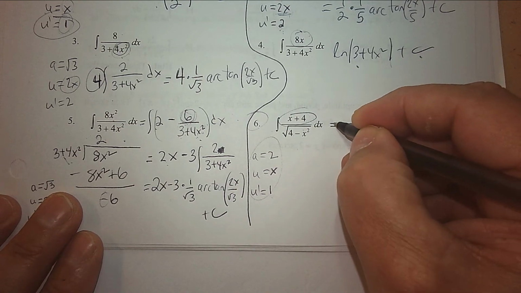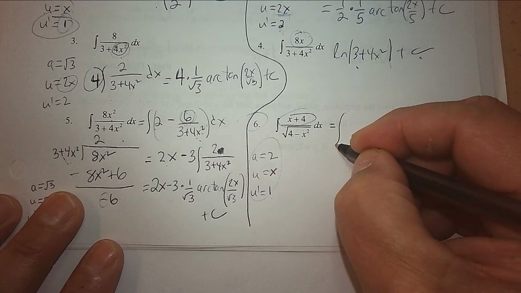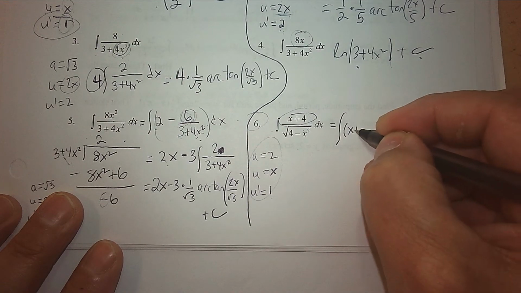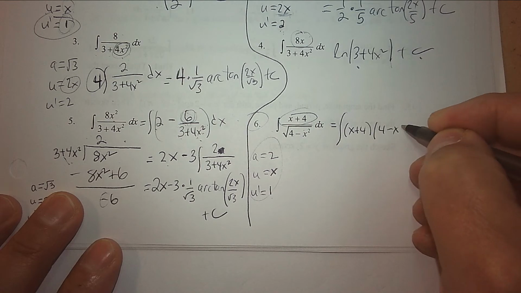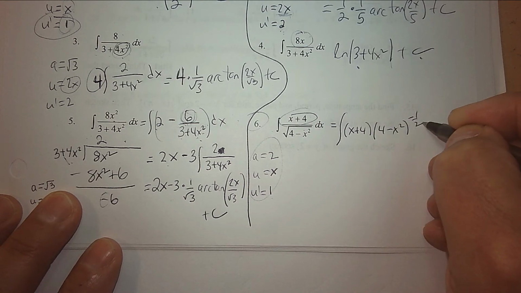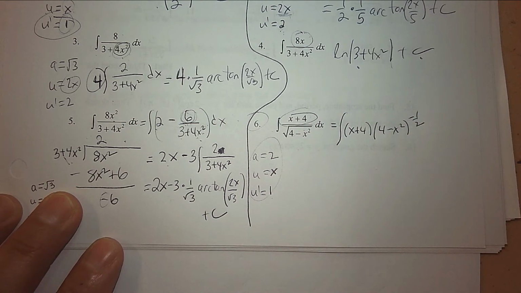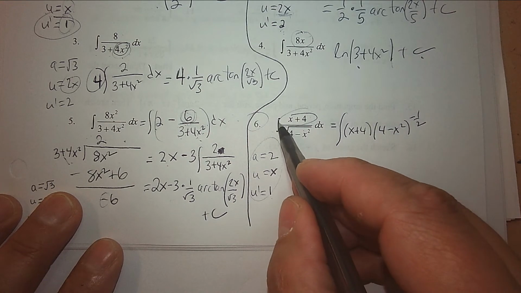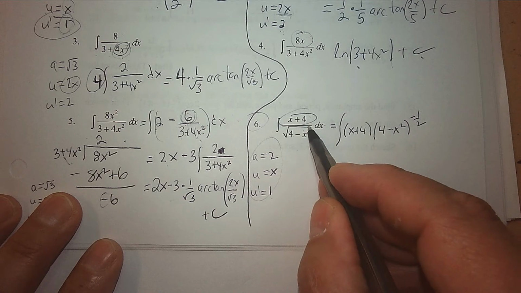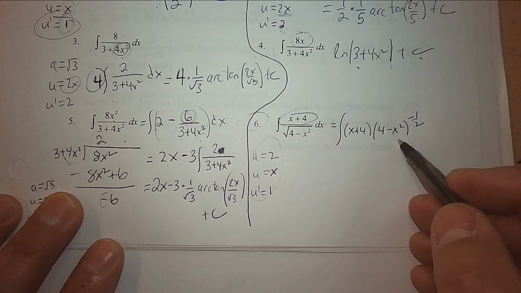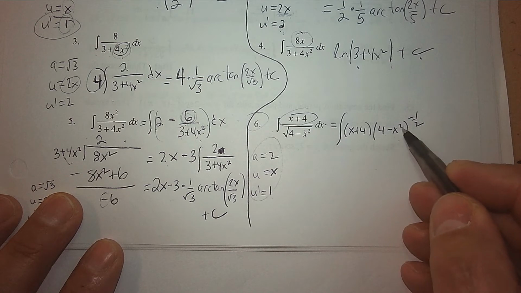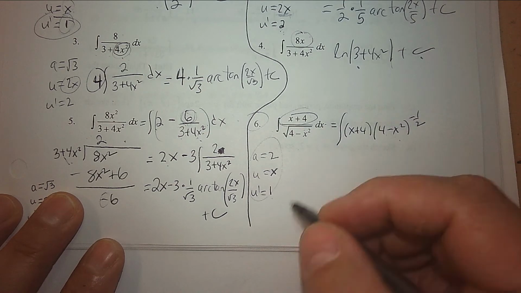Just bring it up to the top. You ready? So, x plus 4 is the hook. Well, 4 minus x squared to the negative a half is what u is. Notice that both the fraction and the radical sign I took care of with the negative a half. What's the derivative of 4 minus x squared? That one you could write down.